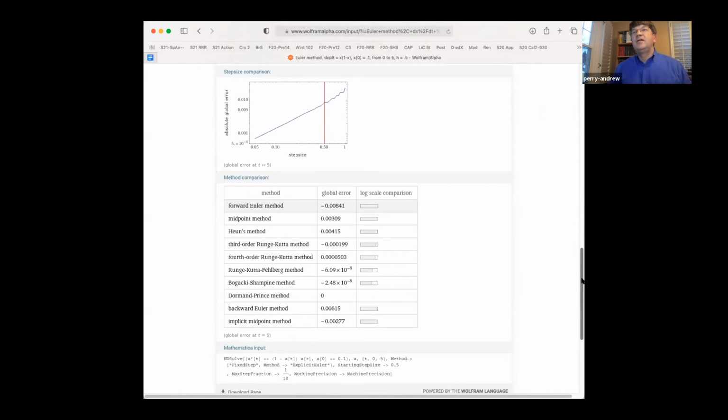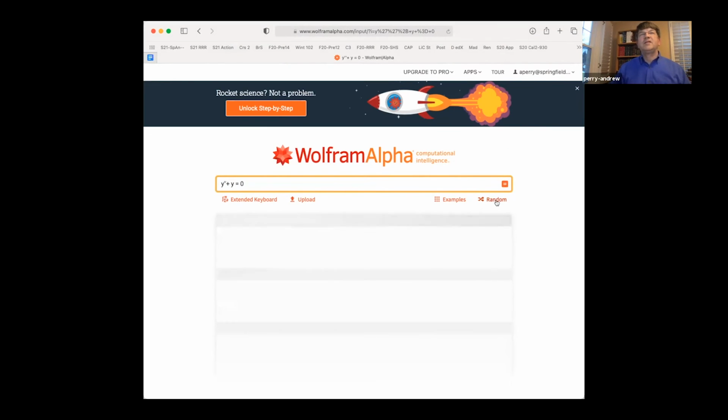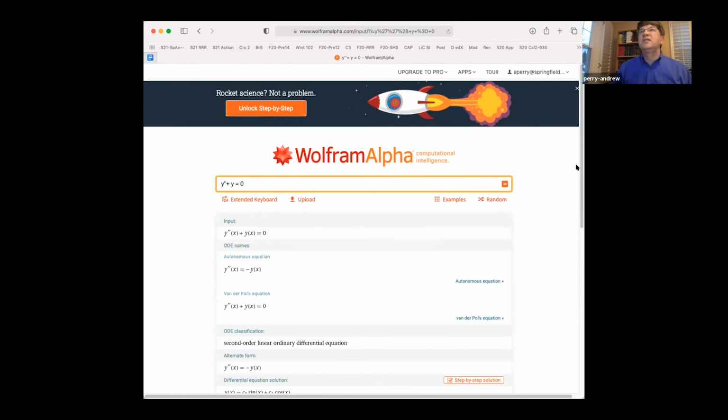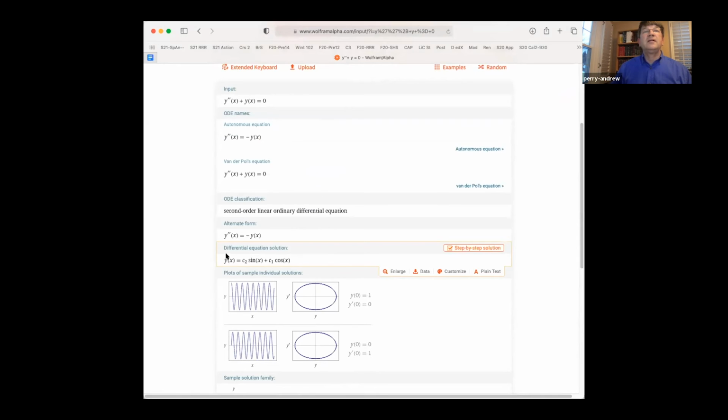So I really like the numerical solutions for what it's worth. Of course, Wolfram Alpha can do more black box solutions. Here's y prime prime plus y equals 0. You can see Wolfram Alpha's solution of this. It gives a general solution of this as a constant times sine of x plus a constant times cosine. You can, of course, plug in initial conditions.